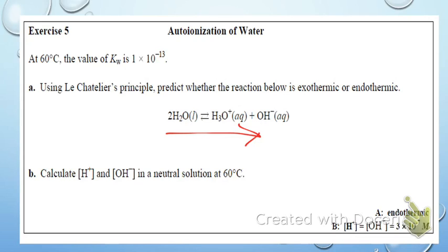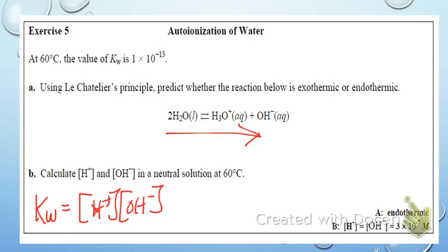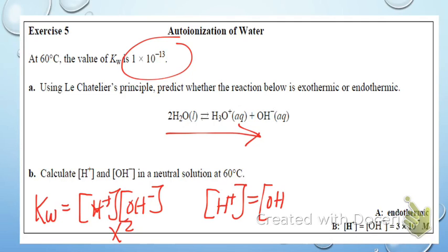Okay? So now it says to calculate the concentration of both of those at that temperature. So we're going to do Kw is equal to H plus and OH minus, which would end up being x squared, right? So we set that equal to this number up here so that we get the hydrogen concentration is equal to the hydroxide concentration, which would be equal to 3 times 10 to the negative 7 molar.